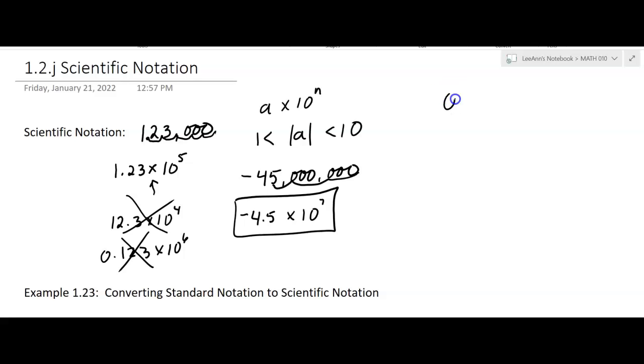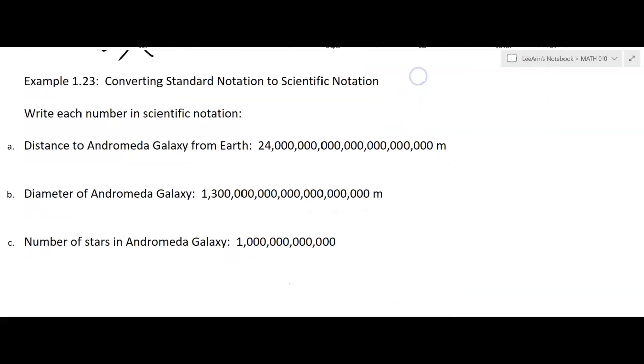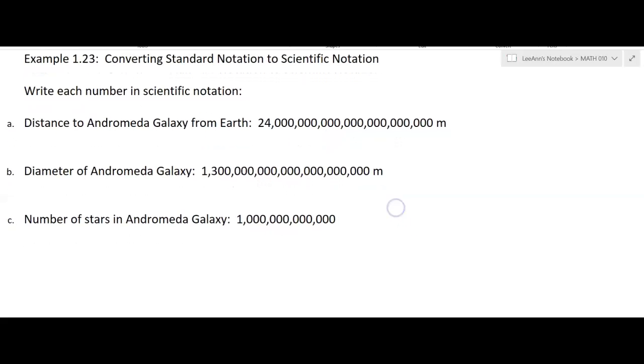Now, what if we have a little number like 0.00012? Then we're going to count to the right, 1, 2, 3, 4. So it's going to be 1.2 times 10, but we're moving to the right, so it's going to be negative 4. It's like you're multiplying by 1 over 10,000. Okay? All right. So that's just a little bit of scientific notation, but we'll do some converting, and that'll help make it a little clearer.